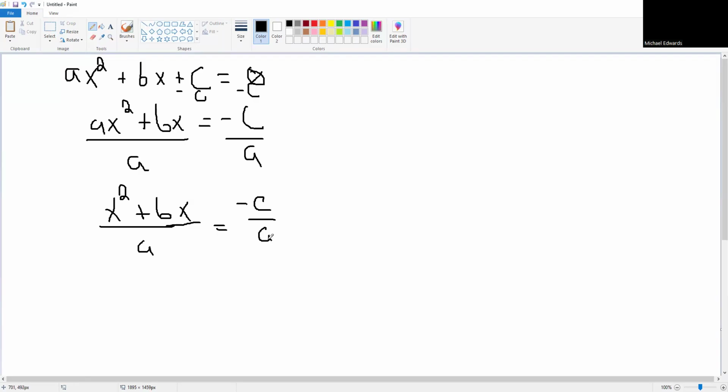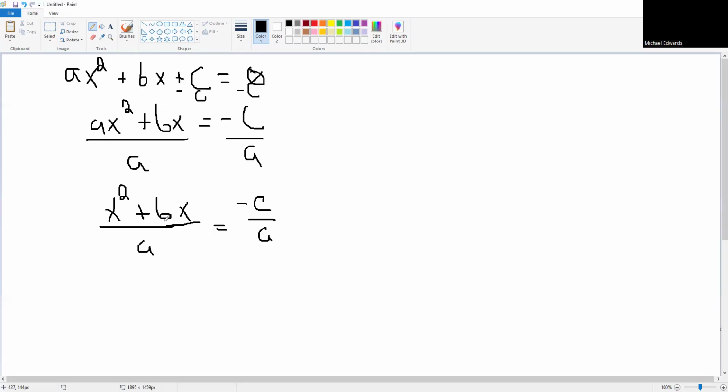Okay. Now, we need to square half the linear coefficient and add it to both sides. So the linear coefficient we said was, this is not a 6, this is a b. I mean the b. Right. So we said it was b. And add it to both sides.